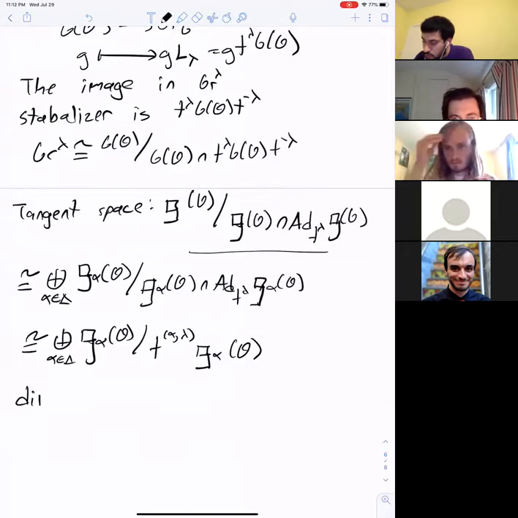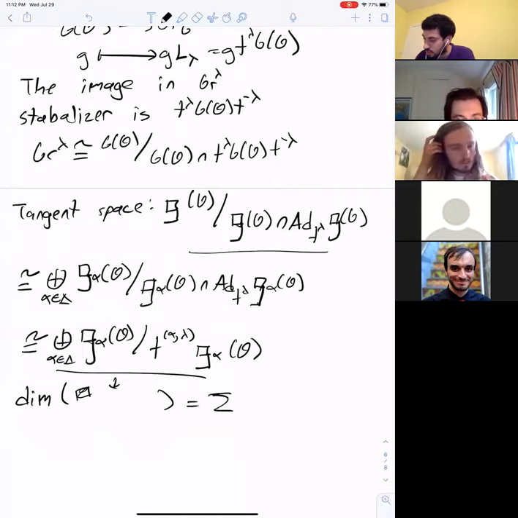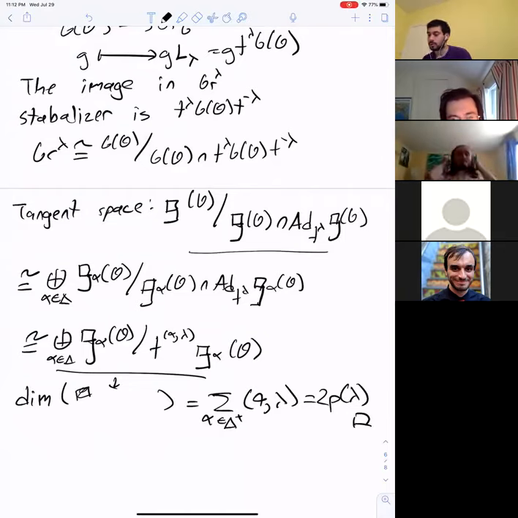So we get the dimension of, I'll just write, dimension of this thing here equals a sum over all the positive roots of this pairing. And by definition, that's just 2 rho times lambda. So that's it. So if some of those details were a little bit confusing, I wouldn't worry too much about it.